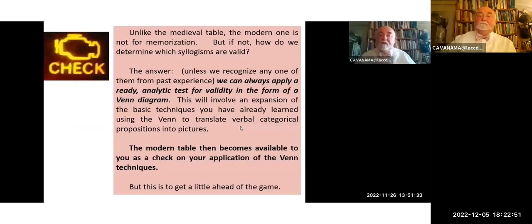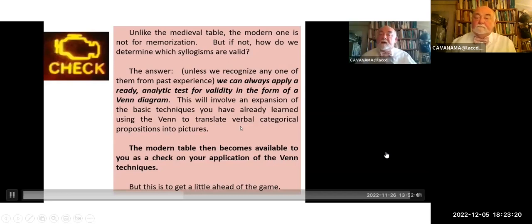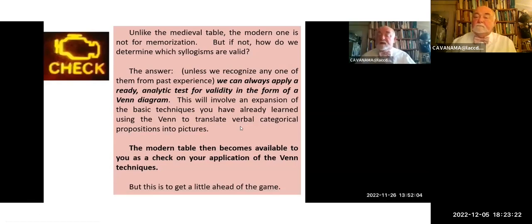But if not, how do we determine which syllogisms are valid? The answer is, unless we happen to recognize them from past experience, Barbara always comes readily to mind, but not all the other names do. We can always apply a ready analytic test for validity, and this is in the form of a Venn diagram. This is going to involve an expansion of the basic techniques you already learned in the last lecture, last chapter, using the Venn to translate verbal categorical propositions into pictures. The modern table then becomes available to you as a check on your application of the Venn techniques.